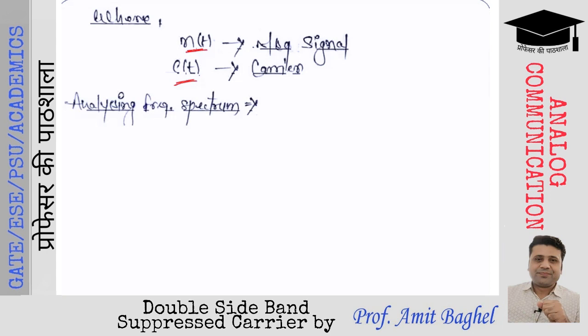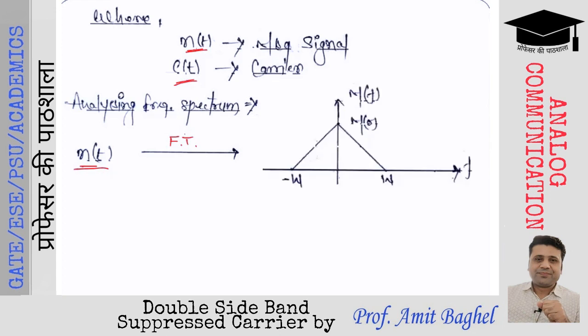Since we have two components, one is m(t), another is c(t), let us observe these components first. We have a message signal m(t) in the time domain. When we need to observe the frequency domain of m(t), we are going to take the Fourier transform of the message signal. Once we take the Fourier transform, we get the spectrum of the message signal. The Fourier transform of m(t) is M(f).